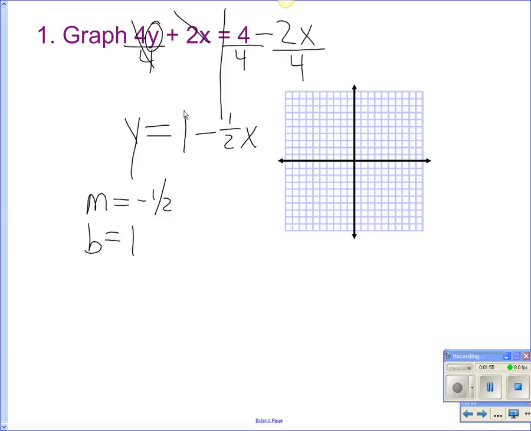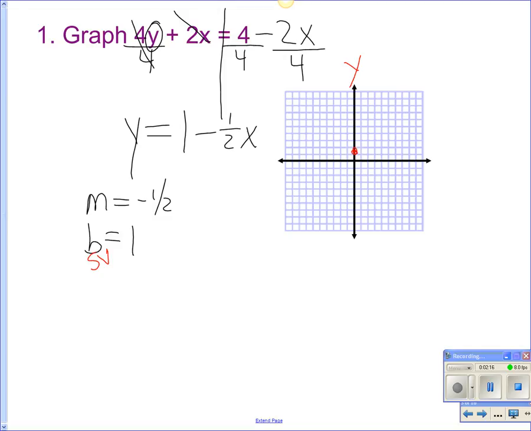Chuck, which one of these goes on the graph first? The 1 or the negative 1/2? The b. Good. The b goes on the graph first. That's your starting value. It's the one you start with. So you put a point at 1 on the y. You always put the point on the y. So put a point at 1.